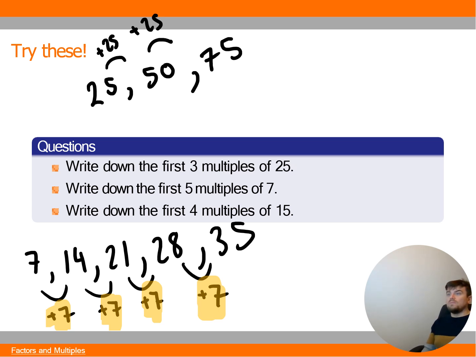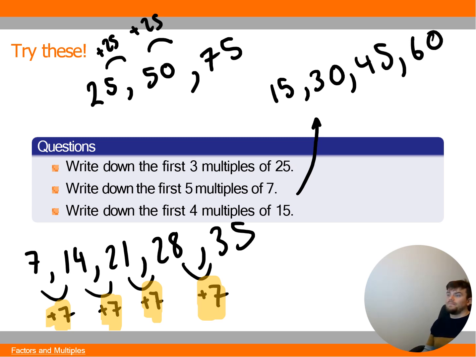Next, we write down the first 4 multiples of 15. So we've got 15, 30, 45, and 60. If you do struggle with those and do struggle with the quiz, do reach out to us. We're here to help you.